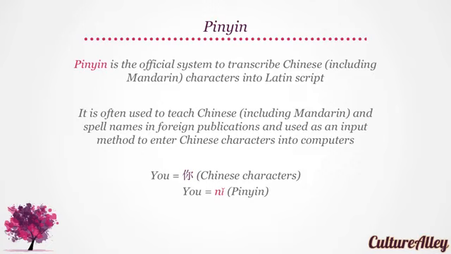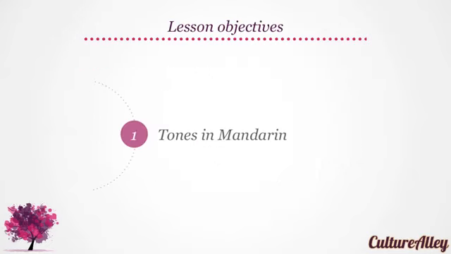Before moving on, let's learn a little bit about pinyin. Pinyin is the official system to transcribe Chinese characters, including Mandarin, into Latin script. It is often used to teach Chinese and spell names in foreign publications. It is also used as an input method to enter Chinese characters into computers. For example, while Yu translates to a set of characters appearing on your screen, pinyin translates it to readable English, such as ni. Now, let's move on to learning about the various tones in Mandarin.